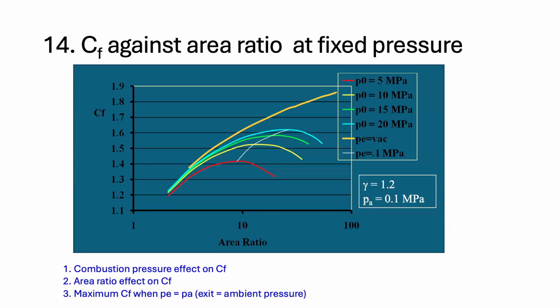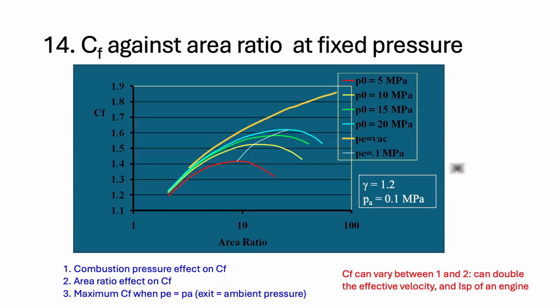So what this shows is the combustion pressure effect on CF, the area ratio effect on CF, and actually you get the maximum CF, that's this white line here, when the exit pressure equals the ambient pressure.